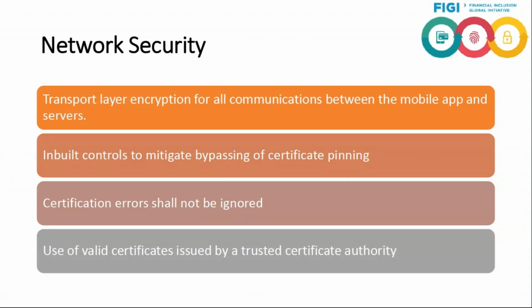Then in the network security domain, we discussed TLS in detail, transport layer encryption for all communications between the mobile app and the server. The app shall have inbuilt controls to mitigate bypassing of certificate pinning. And then certification errors: when the app communicates with the backend server and there are certification errors, maybe the certificate is expired or the validity period has expired, developers can enable the apps to ignore those errors.